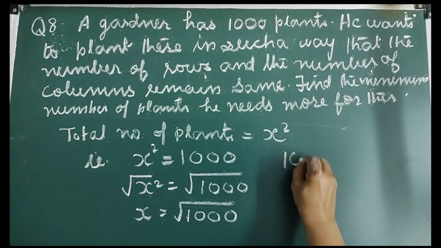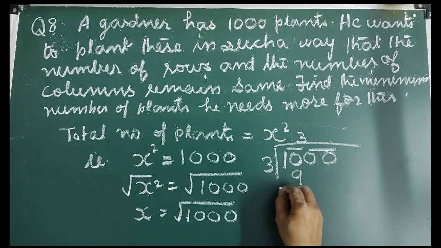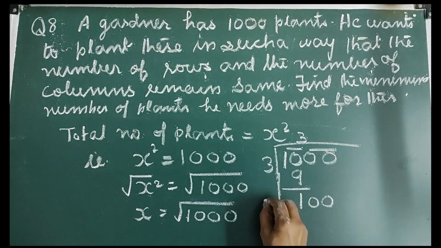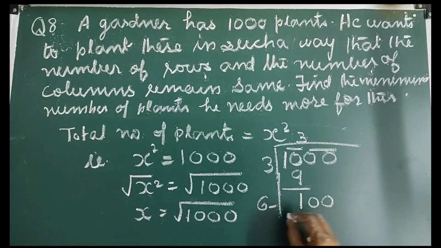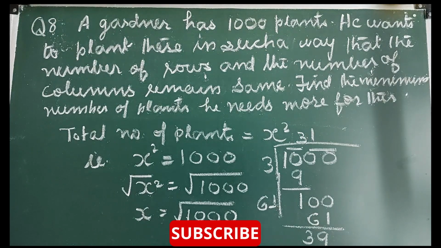So, 1,000, pairing. 3 3s are 9, then 100. 3 2s are 6, then 1s are 31. Now 61, the remainder is 39. Here the remainder is 39, which indicates this 1,000 is not a perfect square.